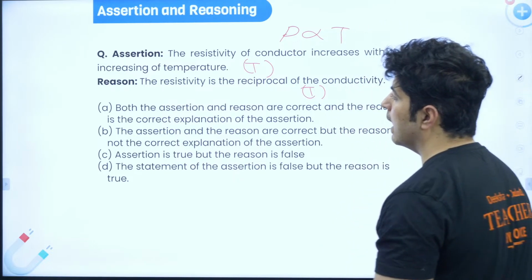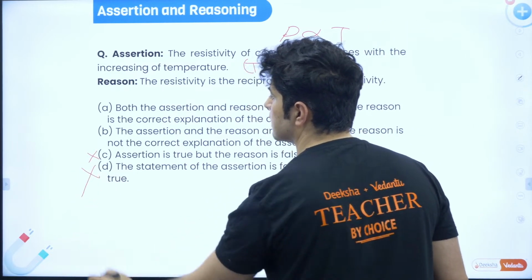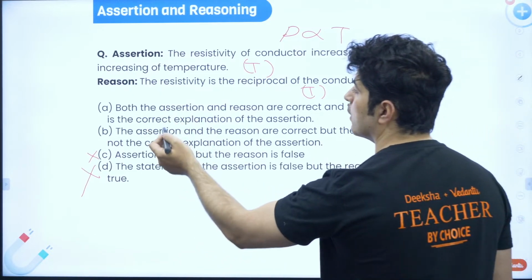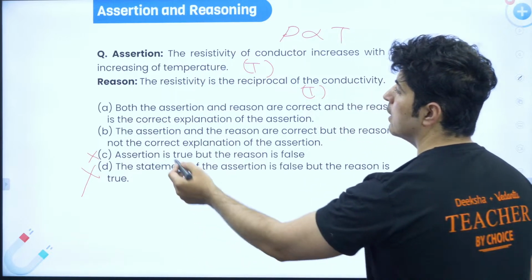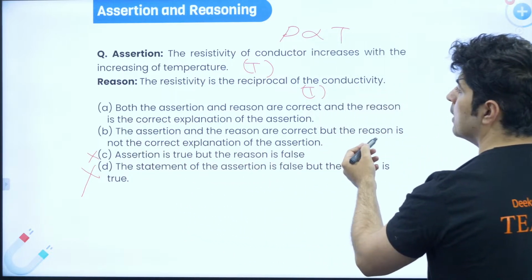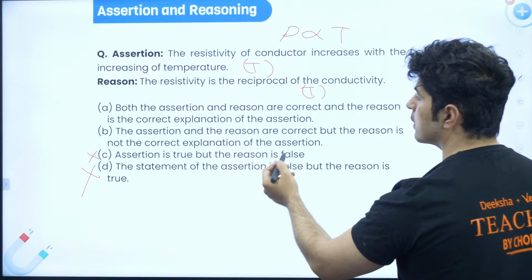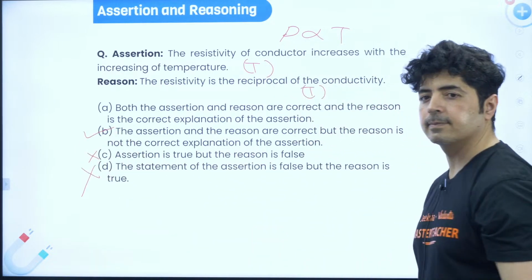So over here, C can't be an answer, D can't be an answer. What can be the answer? Either A or B. Over here I can see the reason is not good enough for the assertion. So it says the assertion and the reason are correct, but the reason is not the correct explanation of the assertion. So answer B is correct.